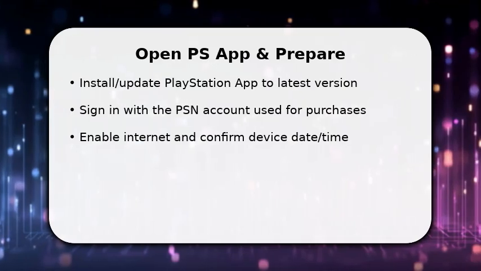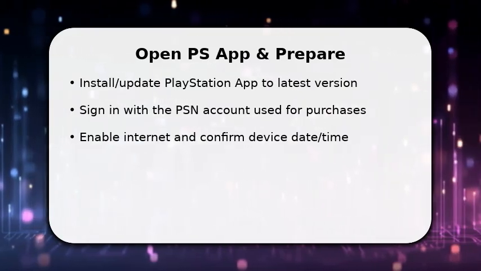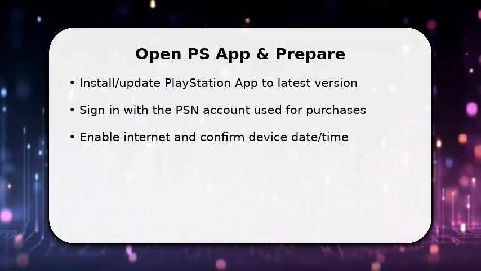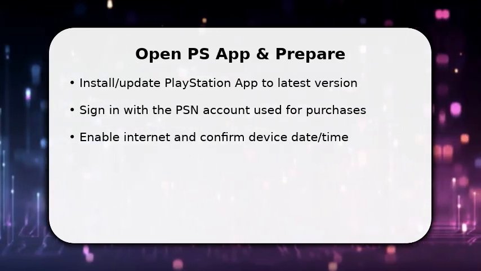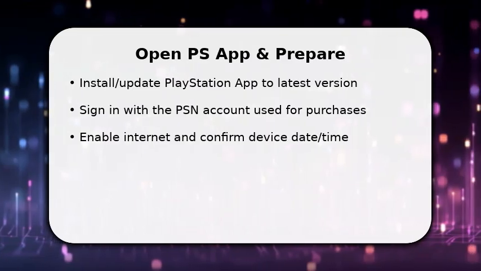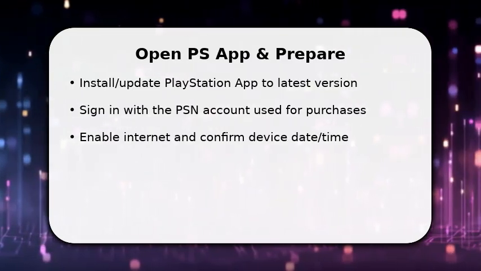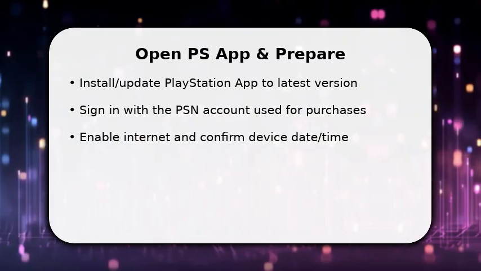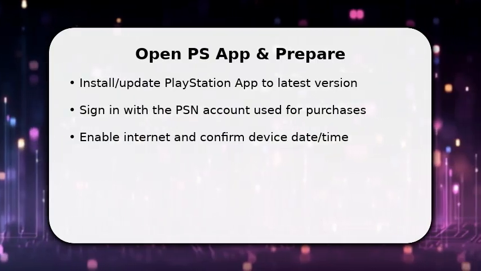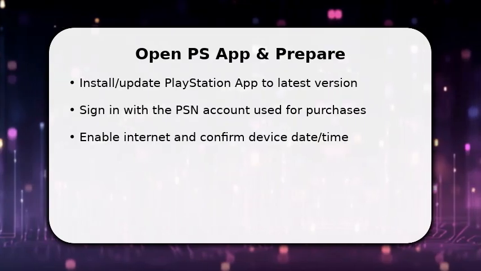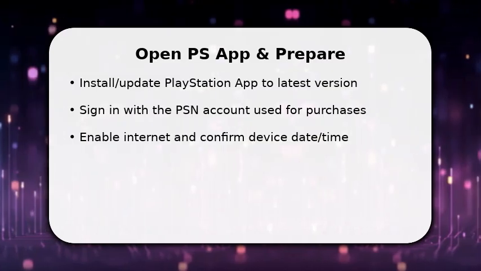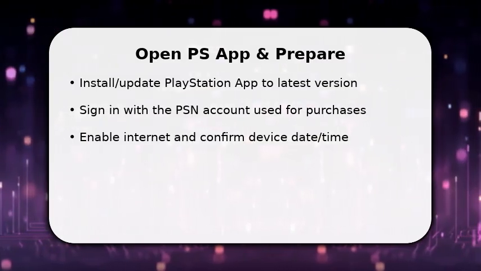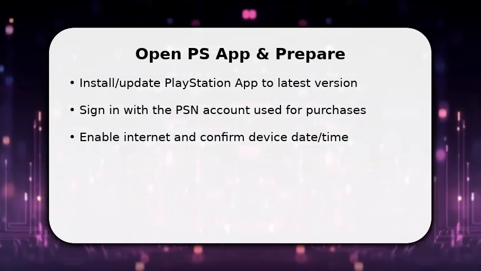Enjoy the video. You start by making sure the PlayStation app is current and you are signed into the same PSN account that made the purchases. Once done, open the app on your phone and allow any permission prompts so navigation is smooth. Make sure network connectivity is stable and device time is correct. This prevents mismatches when the app queries transactions. Now you're ready to move directly into your account controls to find the transaction or purchase history without delay.